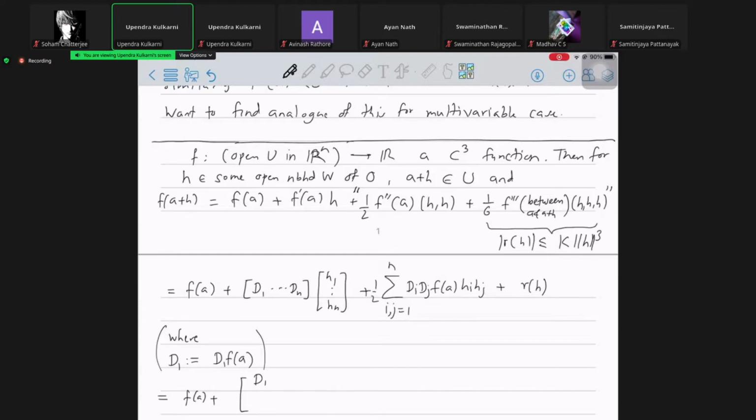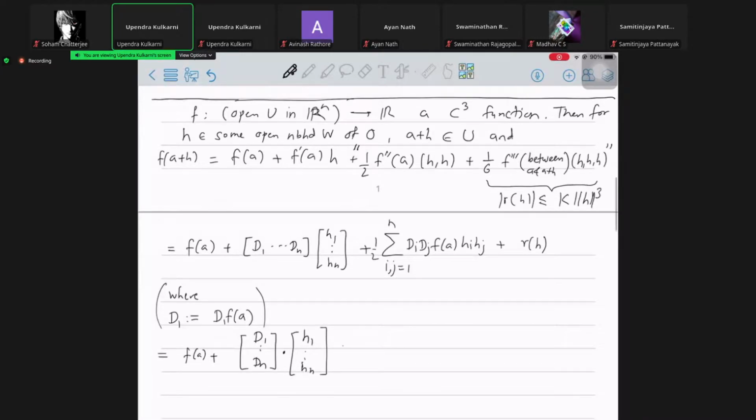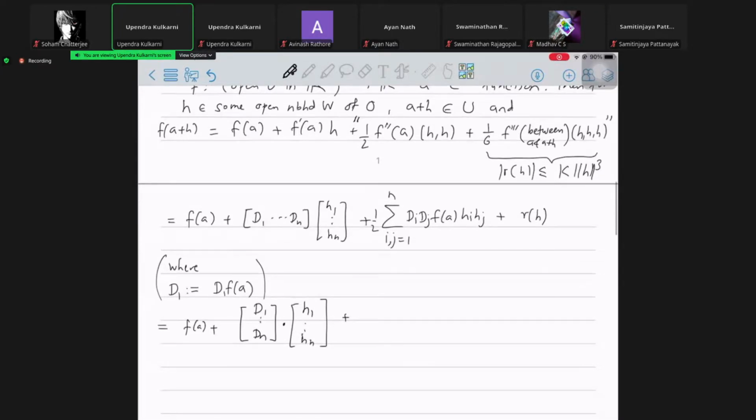So we can write this as D1 up to Dn, and now the inner product of this with h1 up to hn, right? Okay, and then the next term I will write shortly, but we can say it like this. So f of a plus what is the expression? So this is the vector that I call the gradient vector, the gradient of f at a. I believe we did introduce this terminology at some point, right? Even though we haven't used it, I think we did talk about this. So, and then dot product with the vector h.